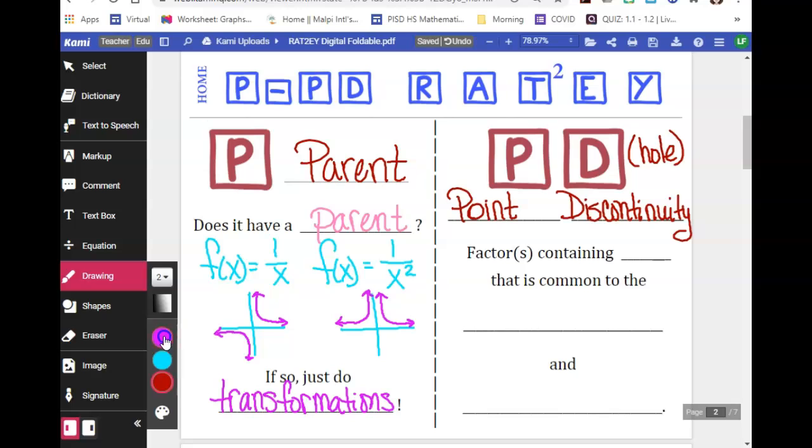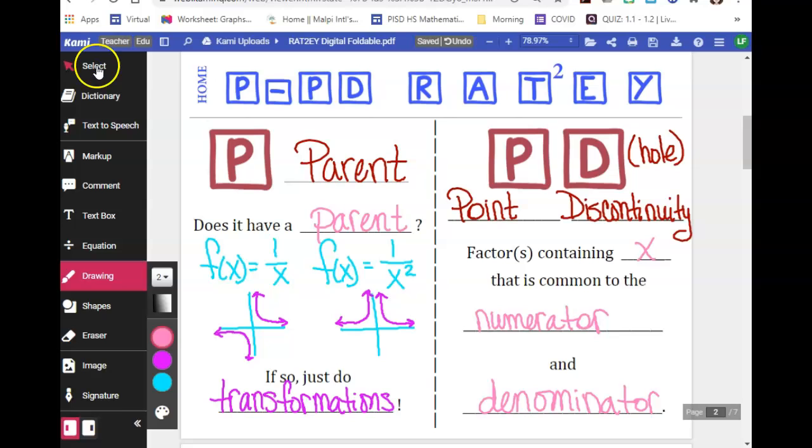So to know if we have holes in our function, we look for a factor or factors containing x that is common to the numerator and denominator, meaning we would be able to cancel it out, and that's where our holes come from, right? So that's the first thing we have to do. We have to do that before we do the rest of it, okay?